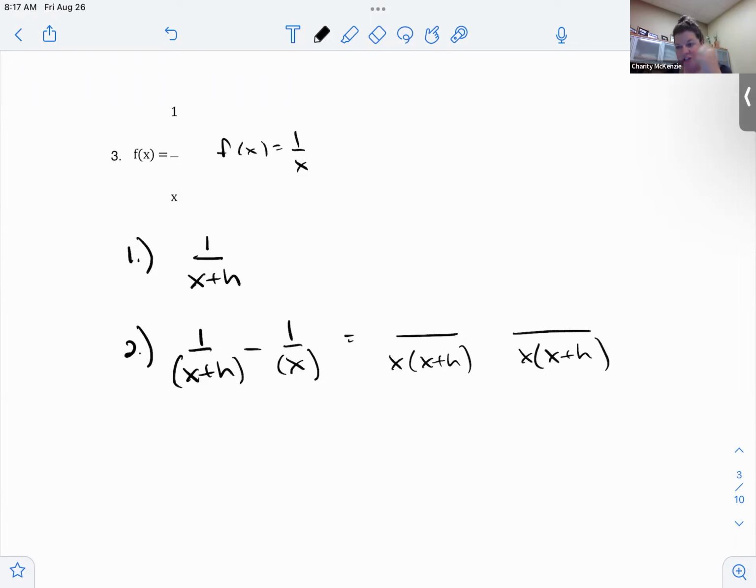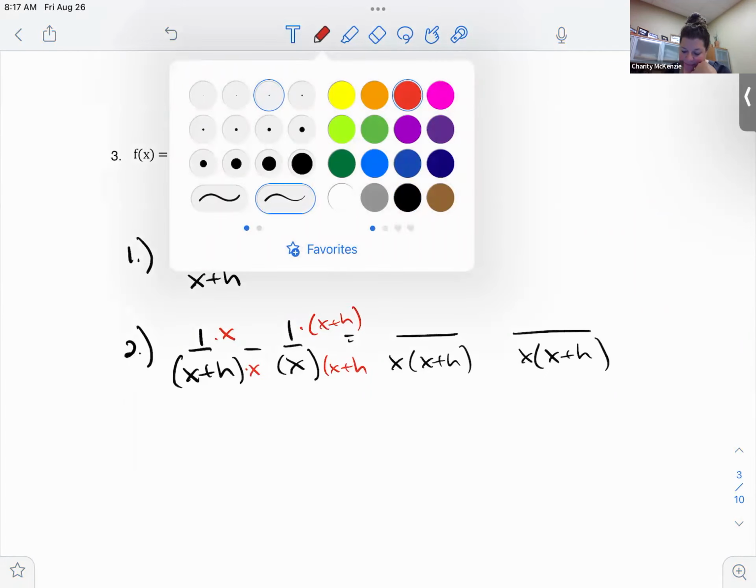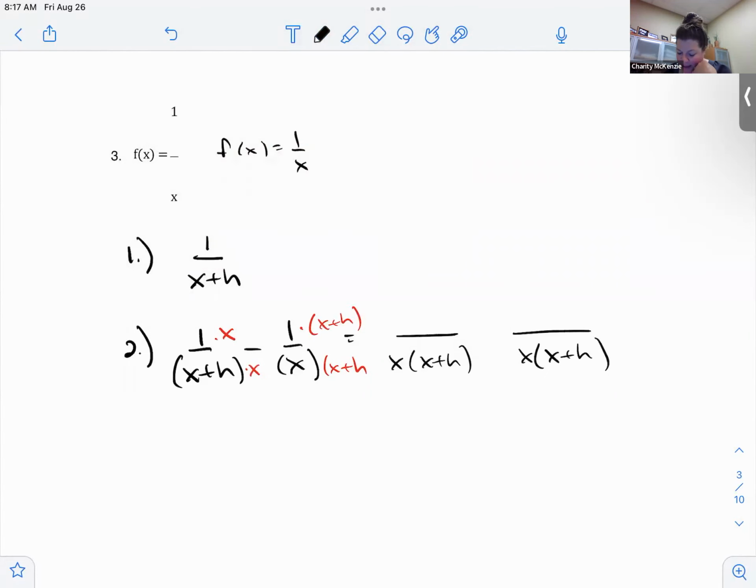So this first fraction has to be multiplied by x on the top and bottom. And this one by x plus h, the opposite, in order to get that common denominator. So up here, 1 times x is x. 1 times x plus h is x plus h. And we're subtracting. So I have rewritten them with the common denominator.